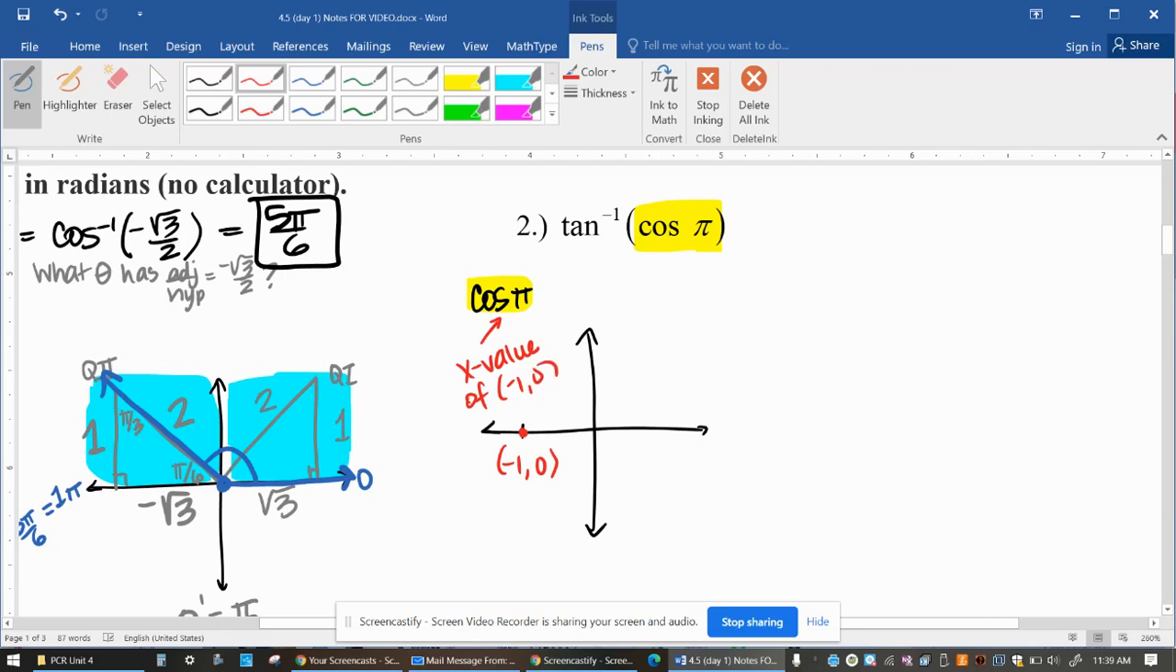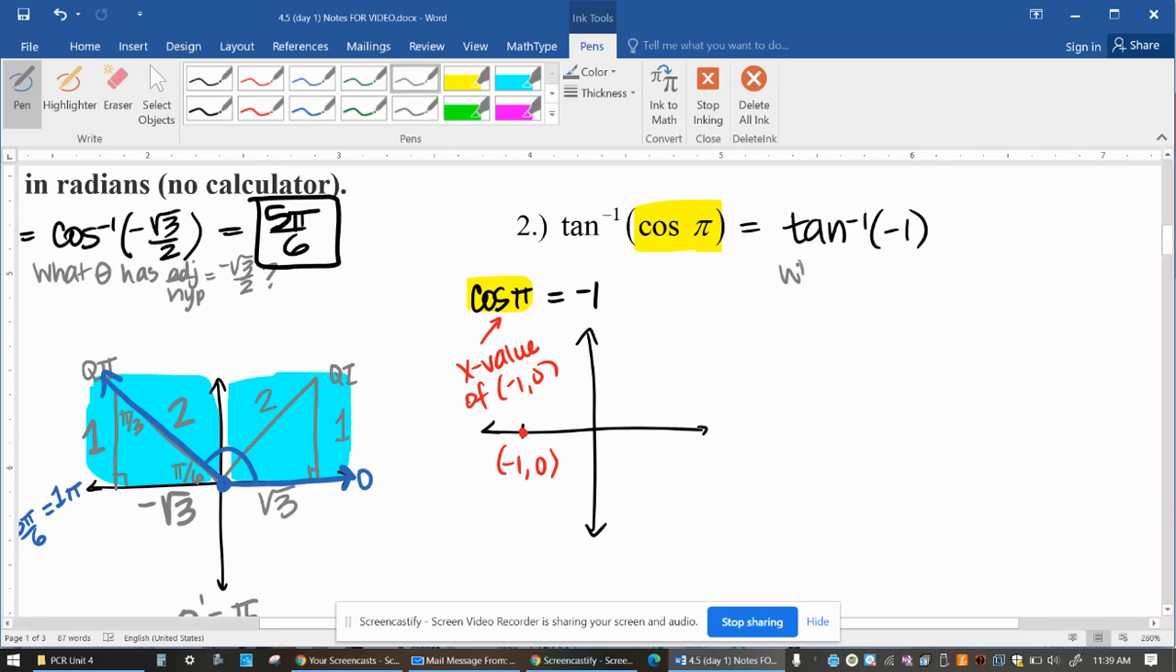Right? So cosine of pi is -1. So now I'm going to look at the original problem and replace cosine of pi with -1. I'm going to finish the problem. So let's think about what this means.